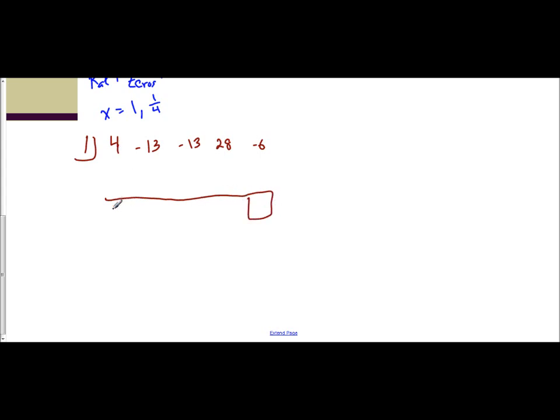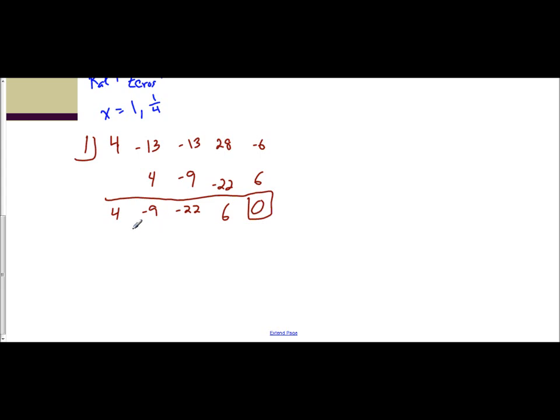So let's drop down the first one. 1 times 4 is 4. Negative 13 plus 4 is negative 9. 1 times negative 9 is negative 9. Negative 13 and negative 9 is negative 22. 1 times negative 22 is negative 22. 28 plus negative 22 is 6. 1 times 6 is 6. Negative 6 plus 6 is 0. And so that works out. My synthetic division is perfect.